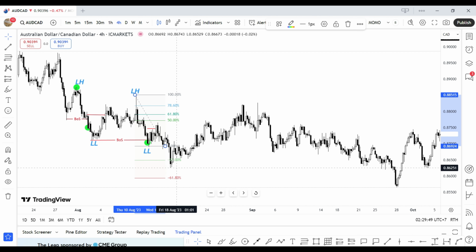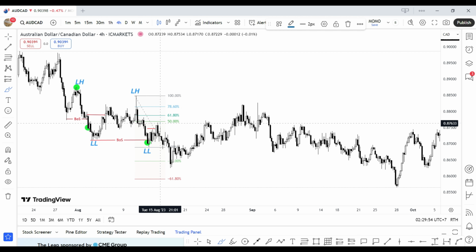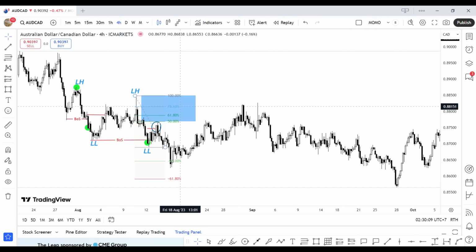We will see that the pullback is short, it did not reach our 50% level of Fibonacci. So this trading zone here will be confirmed as the extreme trading zone only if the market failed to mitigate it and confirm break of structure before touching our 50% level of Fibonacci. And that's what happened. It's a short pullback. Yes, it's a valid pullback, but it is short, lower than the 50%.